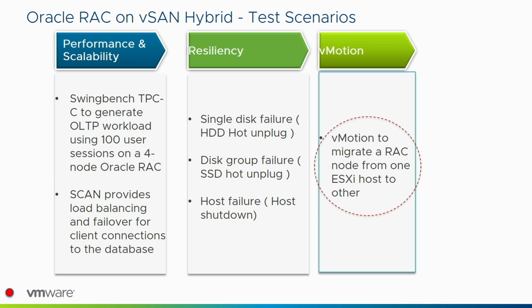Couple of resiliency tests we performed. We said, hey, why don't we just go and fail a single disk, and see how vSAN behaves? Well, when that was successful, we said, okay, how about a disk group failure? Let's fail the entire disk group and see what happens. Nothing really happened. Host failure. So vSAN was able to recover from all of these failures, right?